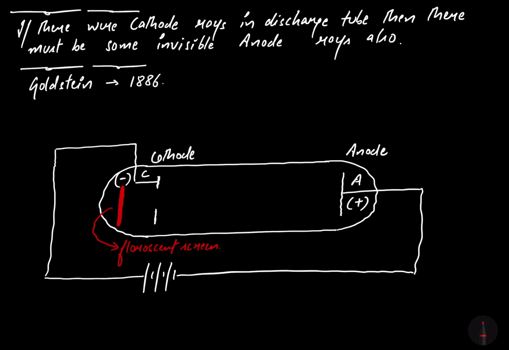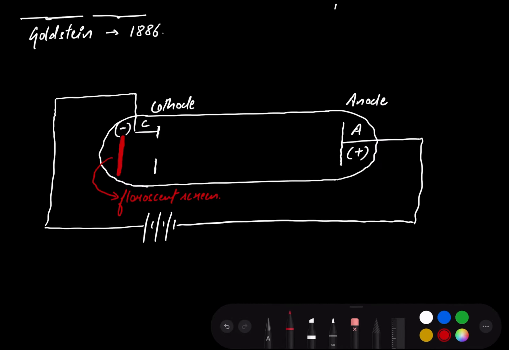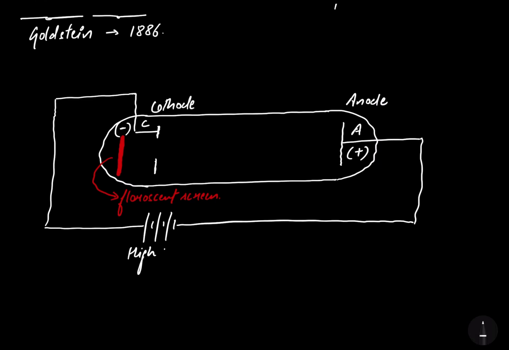What's the function of the fluorescent screen? When any radiation, when any rays strike the fluorescent screen, it produces some impressions or scintillations on it. That's the fluorescent screen. So now, what will happen? First of all, this is my high voltage battery.